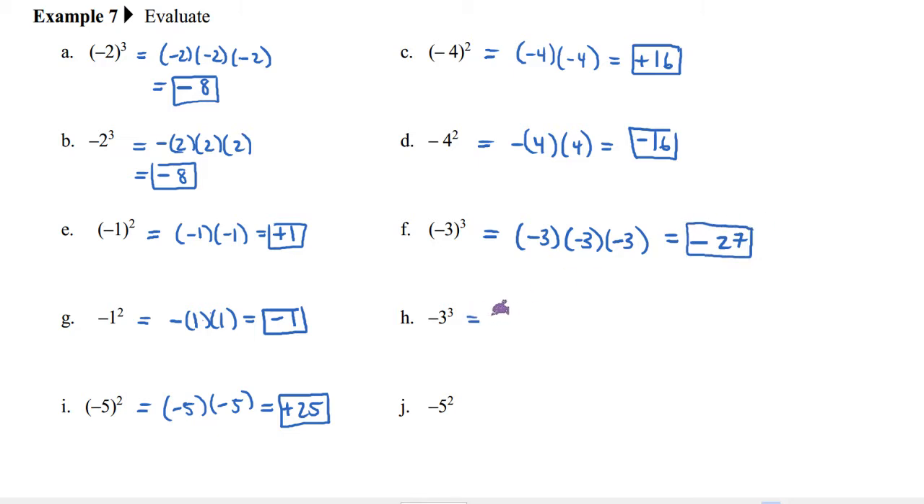Okay, and then here, negative 3 times 3 times 3 is negative 27. And then this one is negative 5 squared, which is negative 5 times 5. Okay, negative 25.